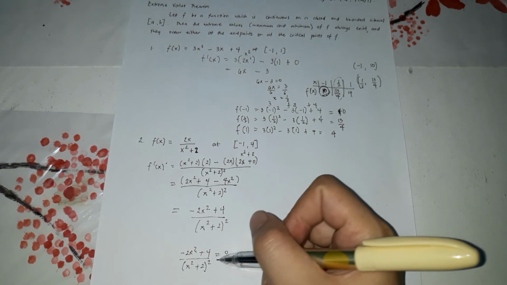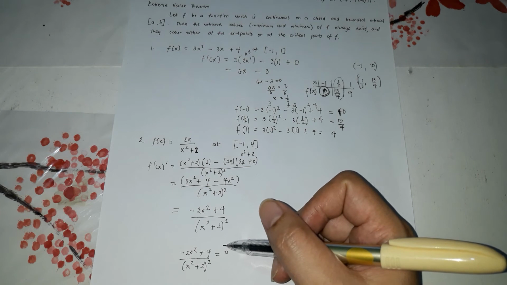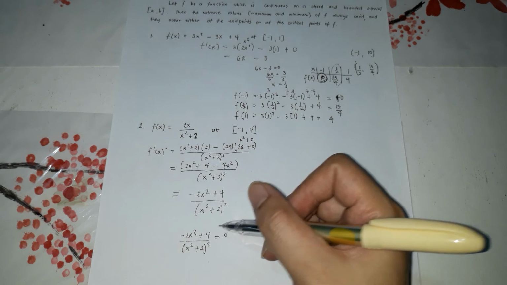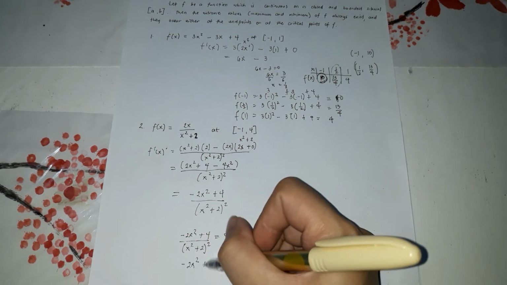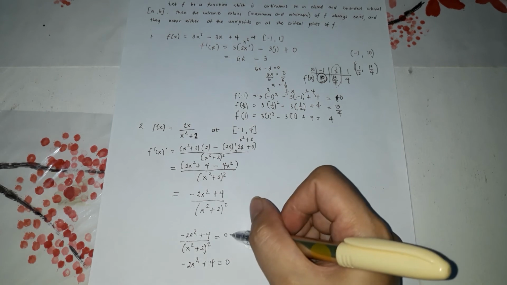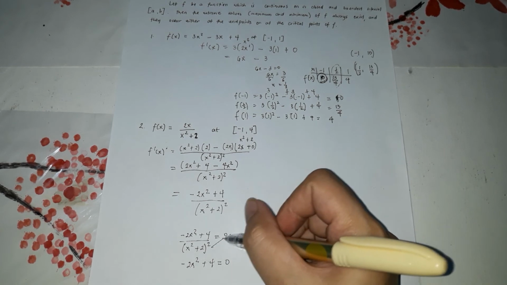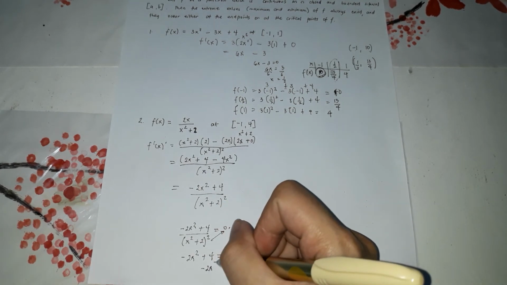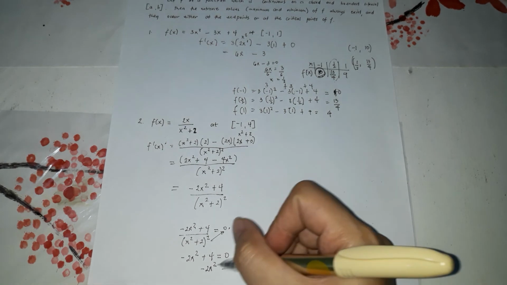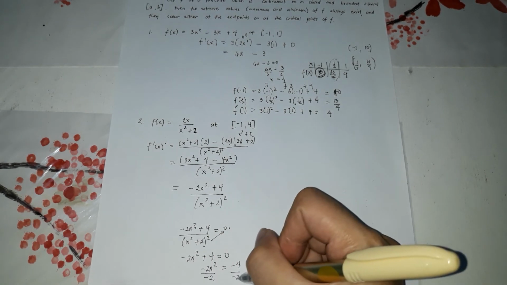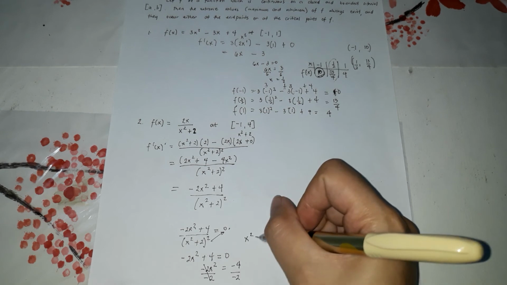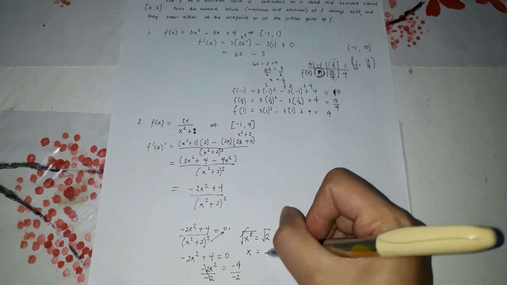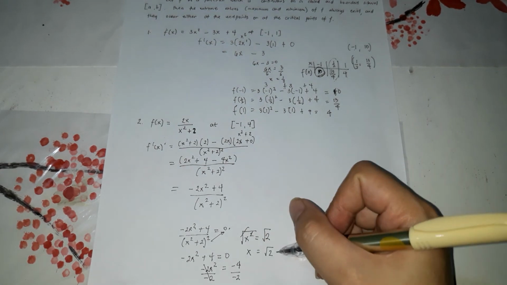So cross multiply, the denominator will be 0, letting this be not equal to 0. So negative 2x squared plus 4 is equal to 0. Again, cross multiply this, it will become 0. So this is now the equation. So negative 2x squared is equal to negative 4. Divide both sides by negative 2. Cancel. x squared is equal to 2. Take the square root, cancel. x is equal to square root of 2. So we'll use square root of 2.